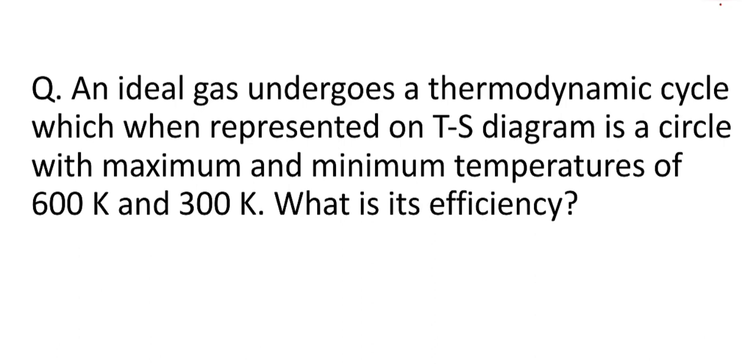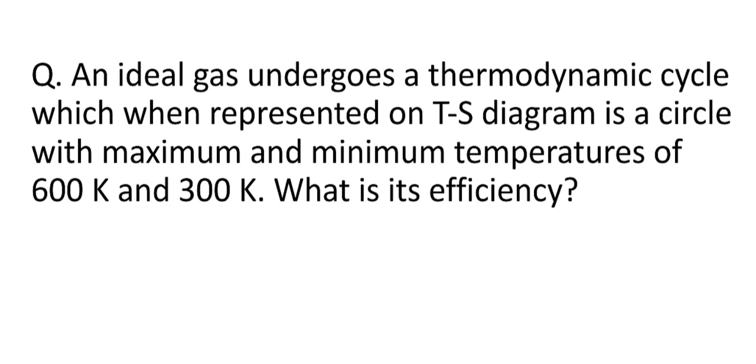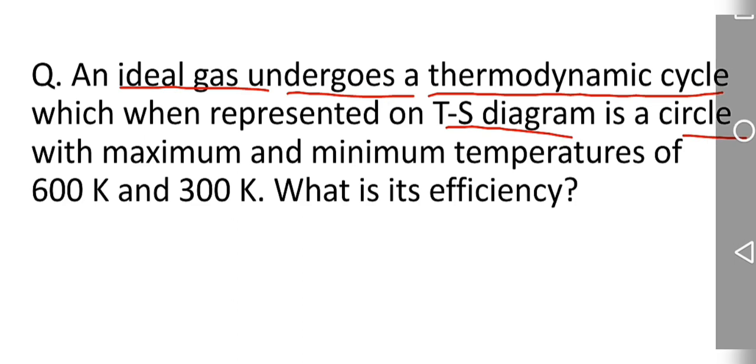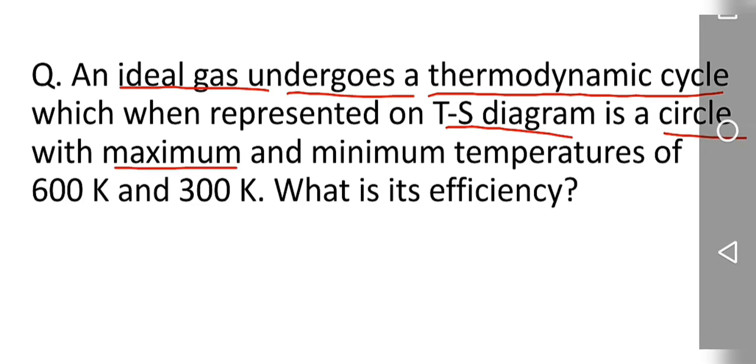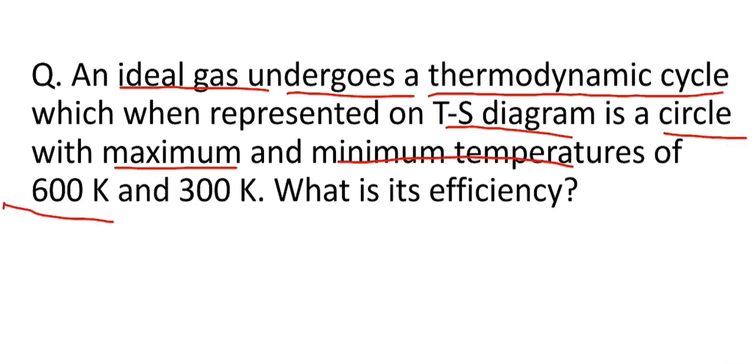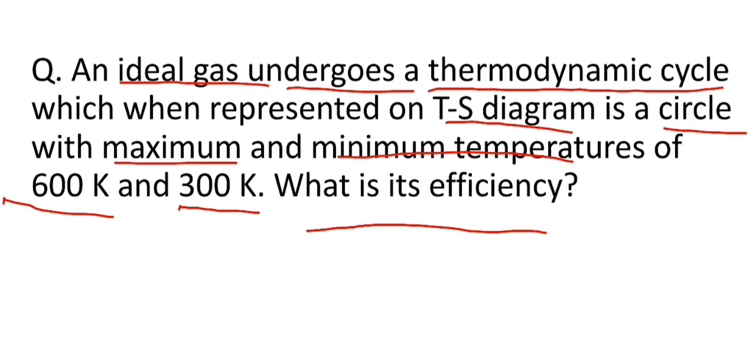Here is the question, and try to understand what is given and what you have to find. I hope you have noted down this problem in your notebook. In the given question, there is an ideal gas which undergoes a thermodynamic cycle. When it is represented on a TS diagram, we get a circle with a maximum temperature of 600 Kelvin and a minimum temperature of 300 Kelvin, and we have to find the efficiency. I hope you understand this problem. Let's go for the solution.